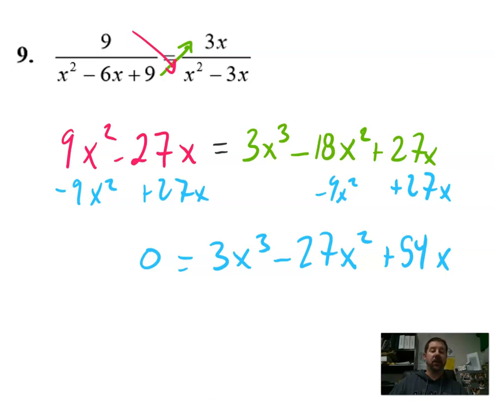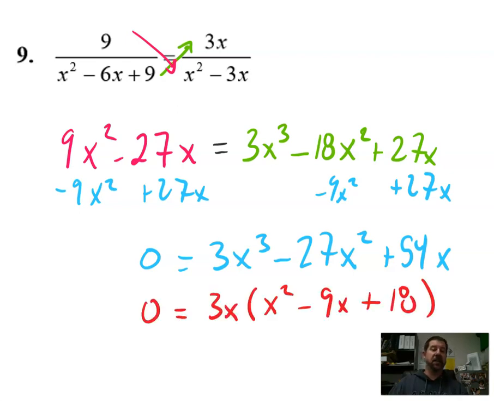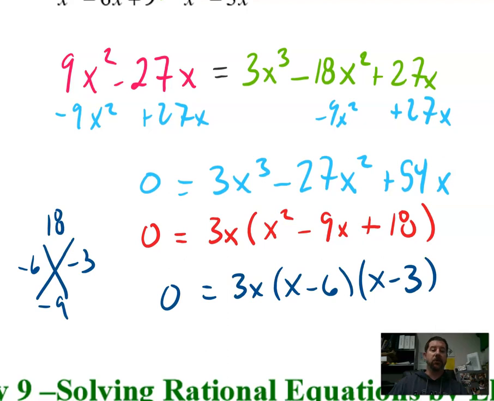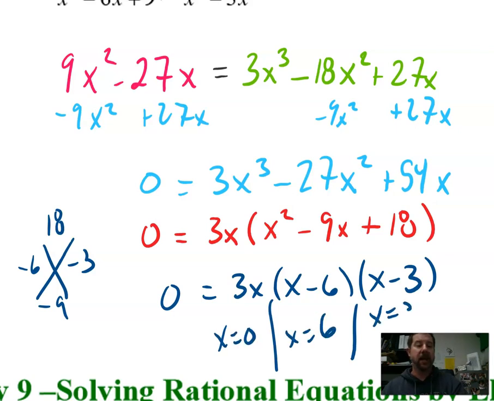And now again, to solve this, we're going to try to factor. Always pull out a GCF first. In this case, we can divide everything by 3 and an x. So I'm going to pull out a 3x, and I get x squared minus 9x plus 18. And now that is an easy trinomial, so I'm going to try to factor that. Things that multiply together to give us 18 and add together to give us negative 9 are negative 6 and negative 3. So this will factor to 3x times x minus 6 times x minus 3. Don't lose your GCF. And now set your pieces equal to 0, and I get x equals 0, x equals 6, and x equals 3.